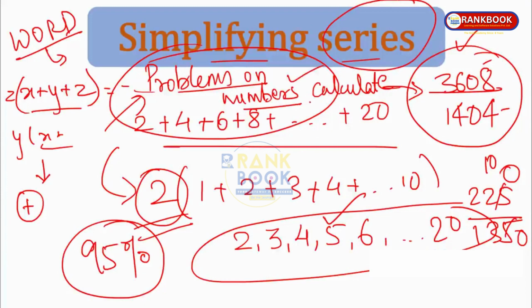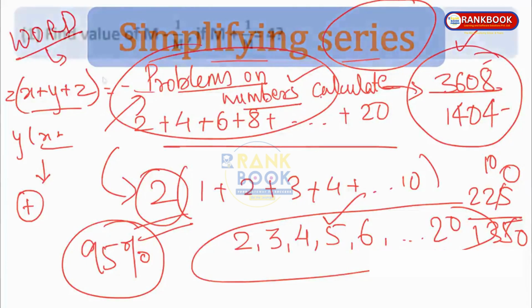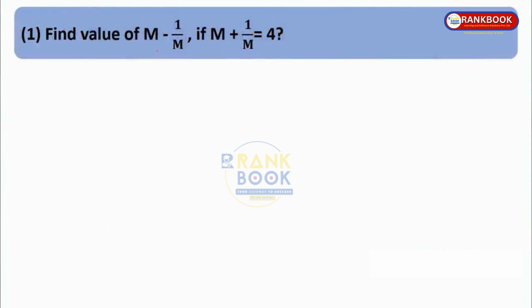So let us start the chapter on simplification, or start the questions on simplification, and let us see how to utilize the shortcuts, tips and tricks. Moving to question number 1. Find the value of m minus 1 by m if m plus 1 by m equal to 4. Now again, this is a very easy sum. We can solve it in two ways. We'll see the first way, which is nothing but a quadratic equation way.